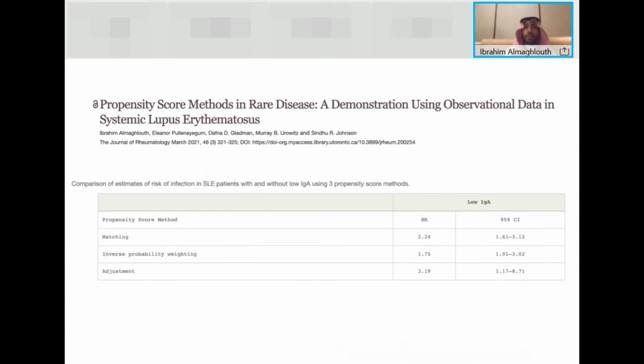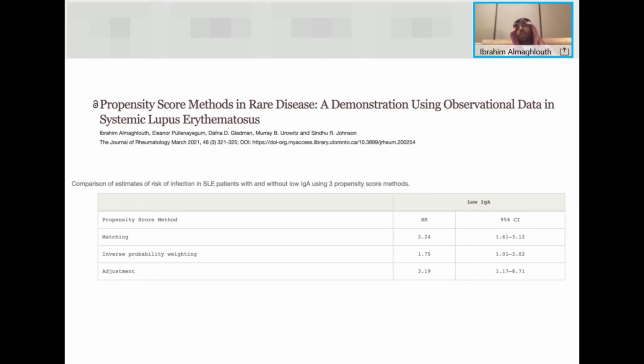Now, the question is which method to use. This is another paper that we published last year that looked at the different methods and the performance of different methods. The summary of this paper was that using more than one method is probably better than none. There is an advantage to each method, whether you use matching, inverse probability weighted treatment, or other advanced methods, and adjustment. Adjustment by itself may not be the best method, and you can see that inverse probability weighted treatment had the more conservative and precise estimate, as well as, to a lesser extent, matching.